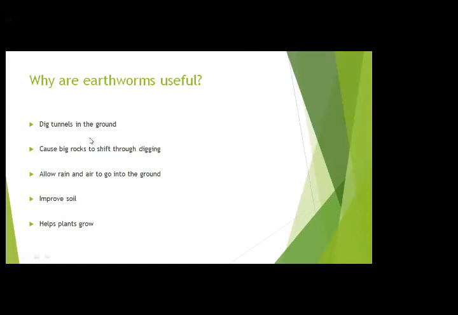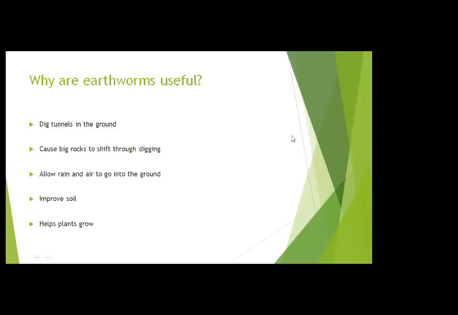They dig tunnels in the ground, causing big rocks to shift through digging. The most important work of earthworms is digging tunnels in the ground. Those tunnels allow rain and air to go into the ground, and it improves the soil and helps plants grow. As we all know, plants need air and water to grow, and we get our food from plants. So this is a very important use of earthworms: it allows rain and air to go into the ground, improves the soil, and helps plants grow.